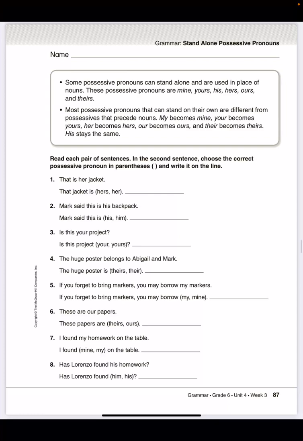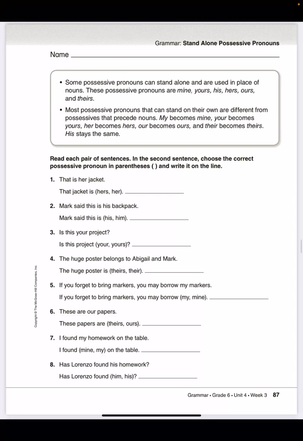These possessive pronouns would be like mine, yours, his, hers, ours, and theirs. Most possessive pronouns that can stand on their own are different from the possessives that precede or come before a noun. My becomes mine, like my pencil, it's mine. Or your teacher becomes yours. Her becomes hers, our becomes ours, and their becomes theirs. His, however, stays the same.